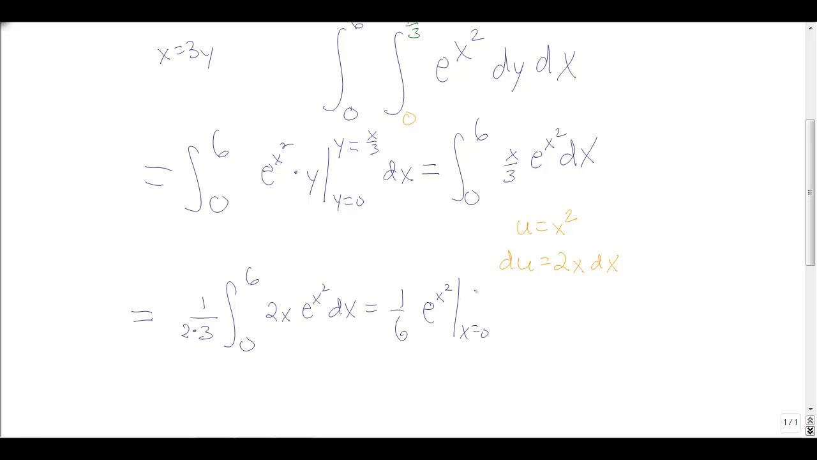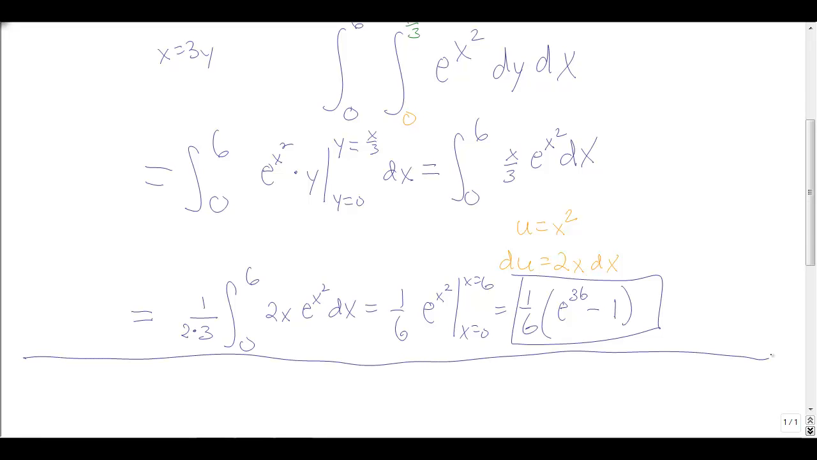I'm going to evaluate that from x equals 0 to x equals 6. I get 1/6 times e to the 6 squared, which is 36, minus e to the 0, which is 1, and there's our answer here. So that's likely how someone who gave you this problem was expecting you to go about things. Let's do this now in a completely different method.